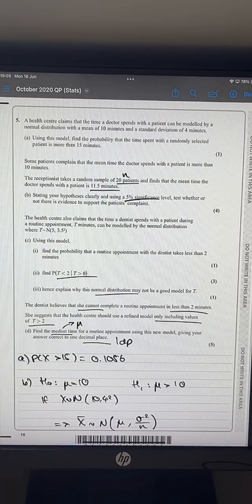All right, so that is the end of the 2020 paper. I'm going to do the 2021 now. I'm just going to have a few seconds break.